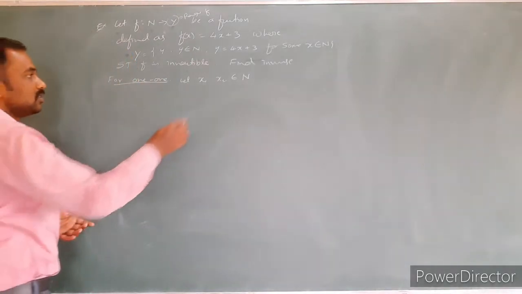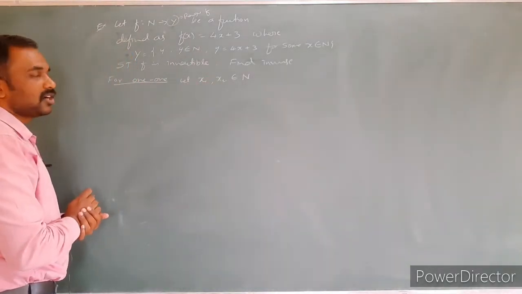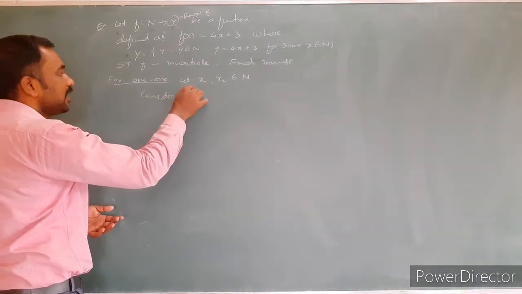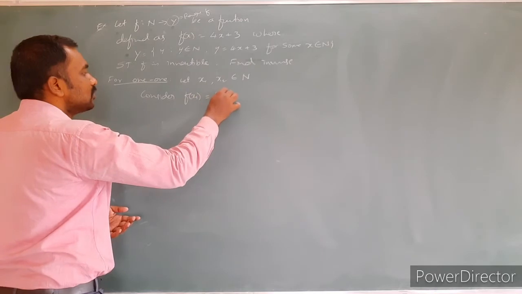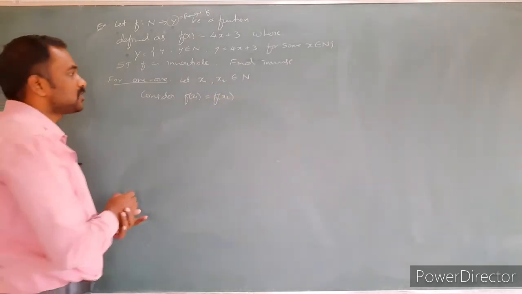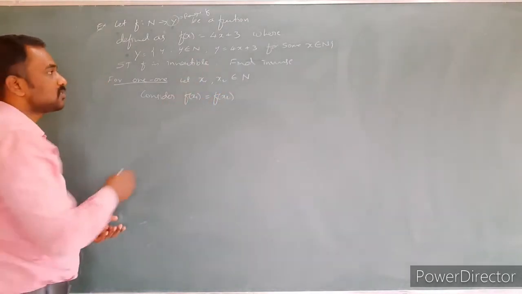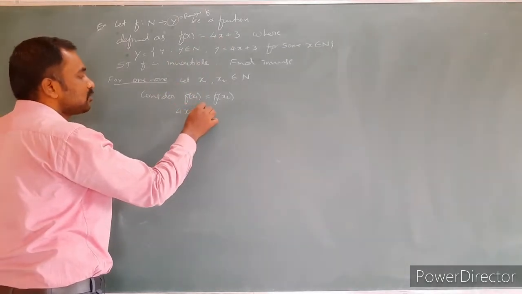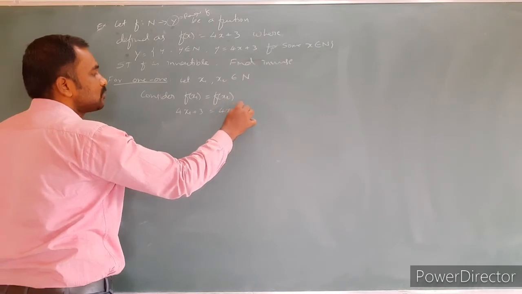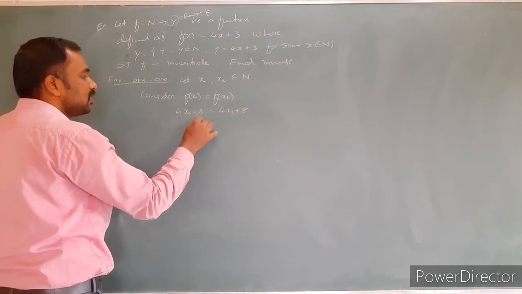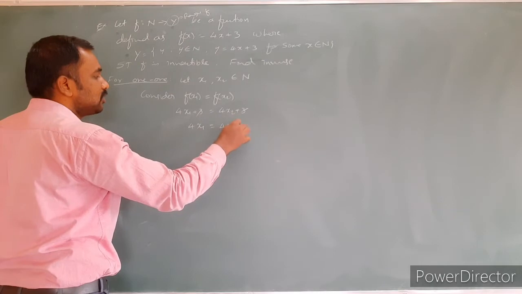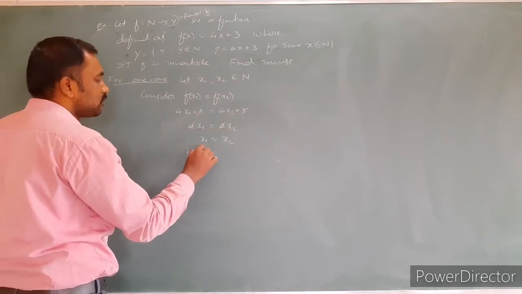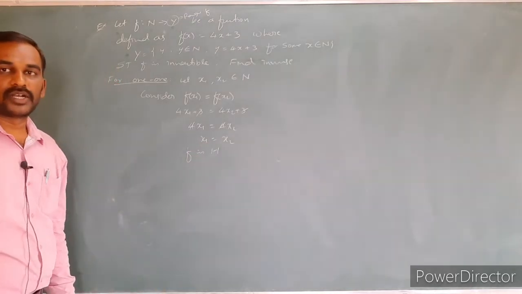Okay, anyway. First of all, let x1, x2 belong to the natural numbers. Consider f of x1 equals f of x2. This is the usual process we know. What is f of x? 4x plus 3. We can write 4x1 plus 3 equals 4x2 plus 3. The 3 gets cancelled. What remains? 4x1 equals 4x2. The 4 gets cancelled, so x1 equals x2. Therefore we can say that f is a 1-1 function.